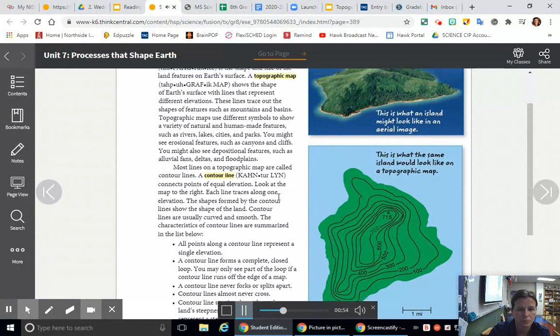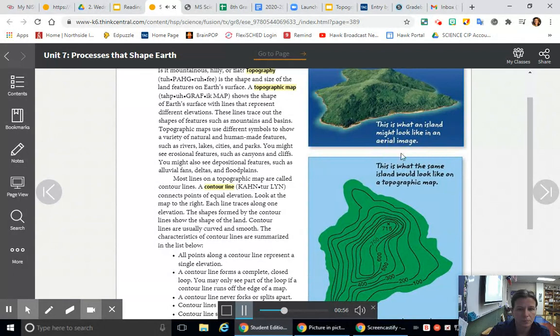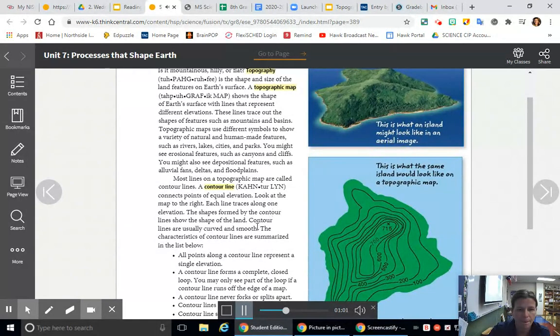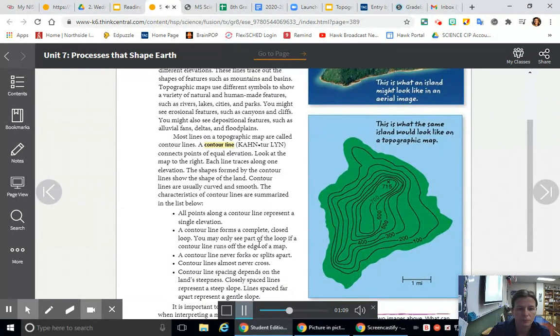Look at the map to the right. Each line traces along one elevation. The shapes formed by the contour lines show the shape of the land. Contour lines are usually curved and smooth. The characteristics of contour lines are summarized in the list below. All points along a contour line represent a single elevation. A contour line forms a complete closed loop. You may only see part of the loop if a contour line runs off the edge of a map.